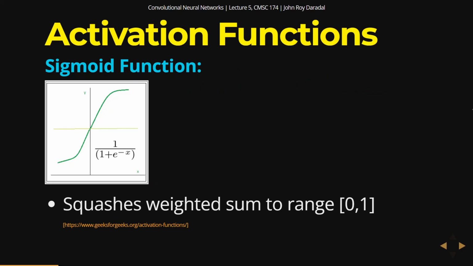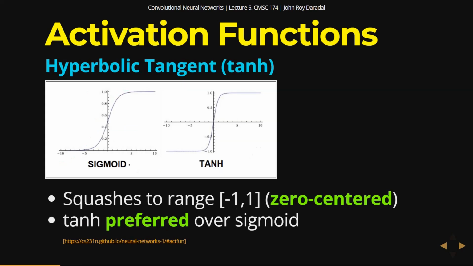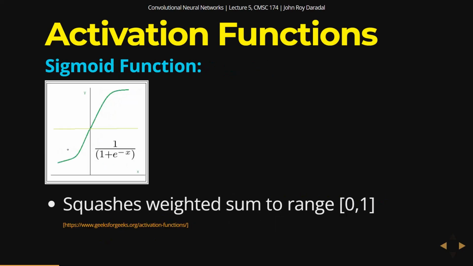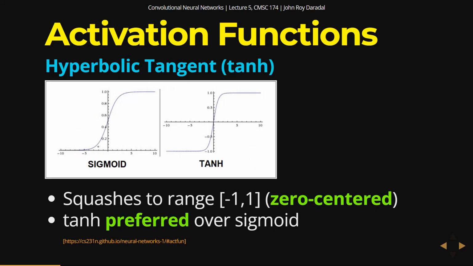So first example is the sigmoid function, having this equation here, 1 over 1 plus e raised to negative x. So it kind of squashes the weighted sum to the range 0 to 1. Okay, but the problem is it's not zero-centered. So the sigmoid here is not zero-centered, right? Because everything is above 0.